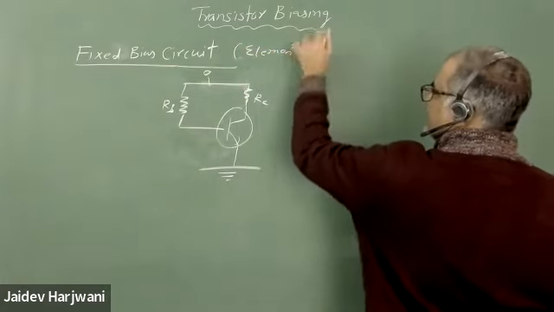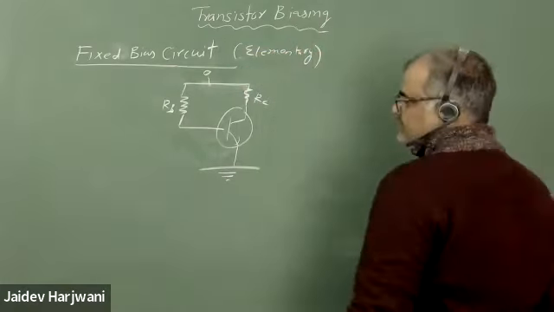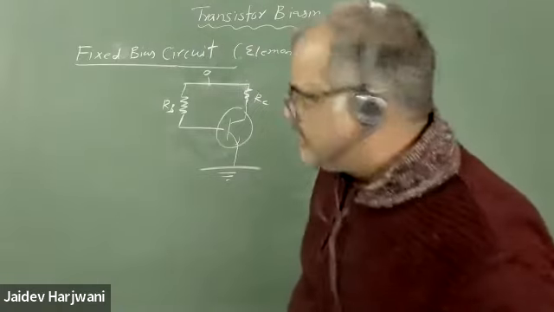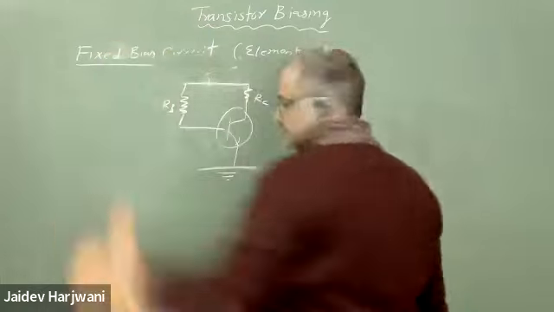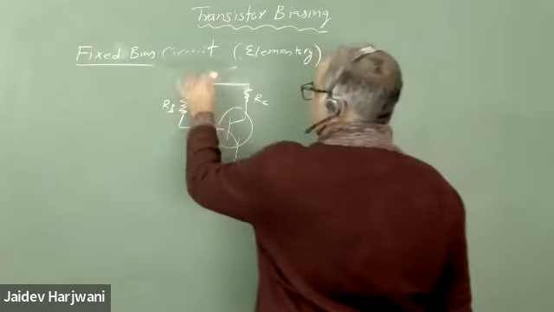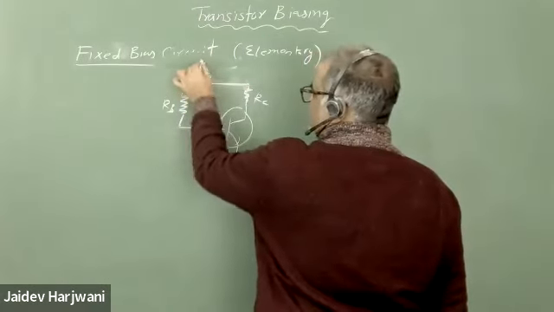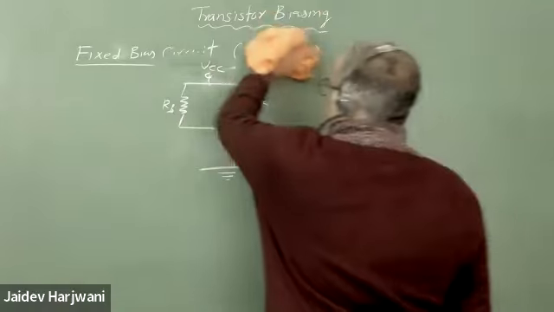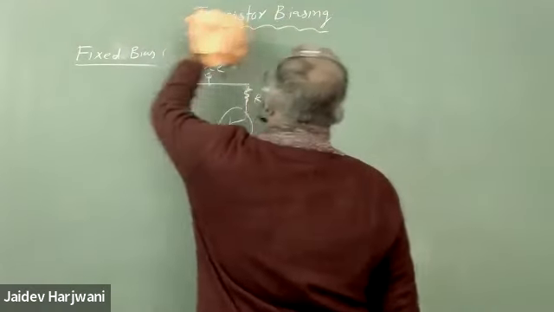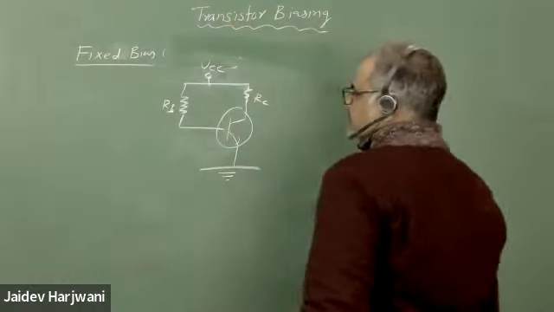Elementary biasing means this biasing is not good. That means it cannot keep check on your current IC. If temperature increases, your IC will increase. So I'm applying VCC here, okay, so this is the circuit.